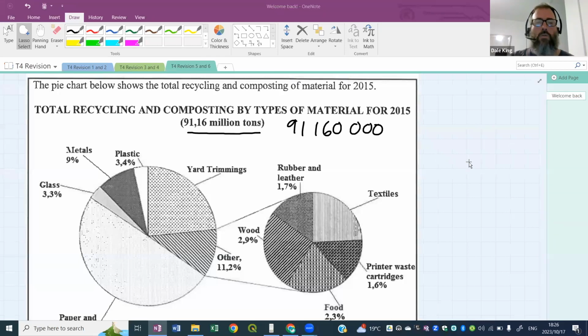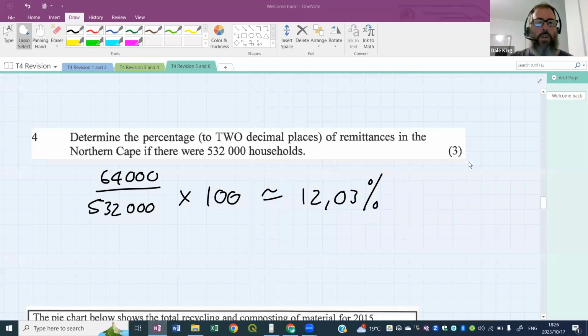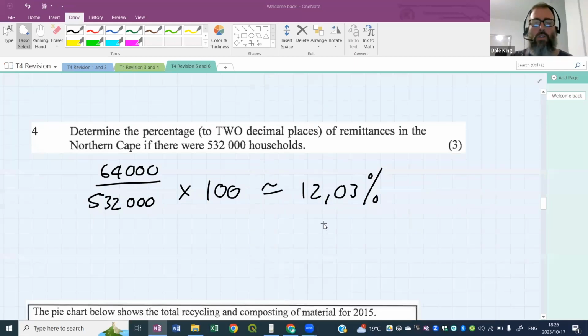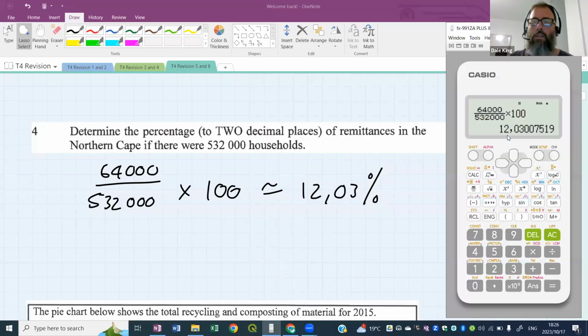I'll go back to question 4. There it is. So we just need to work out a percentage, and we had to do it to 2 decimal places. And on my calculator, when we did it there, that's the value we got. So I just rounded off to 12.03. There's no numbers behind the 3, so we don't have to worry too much.